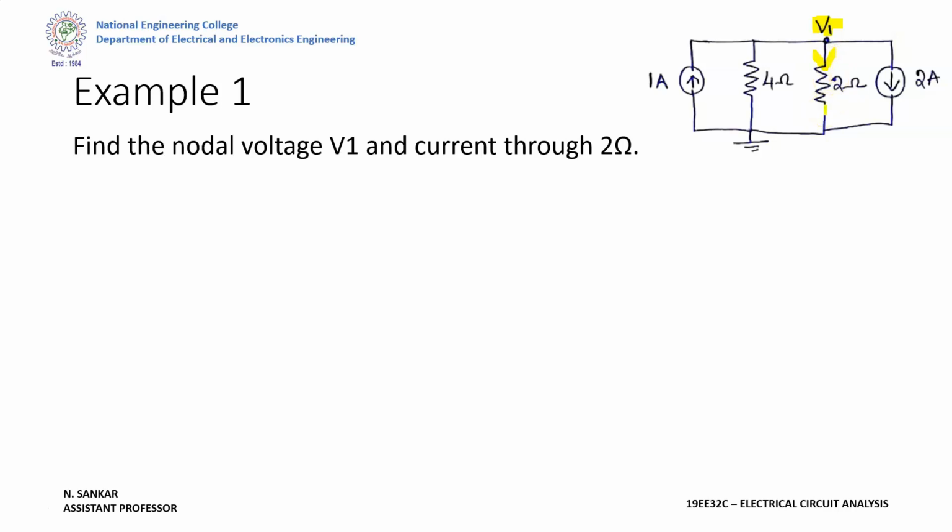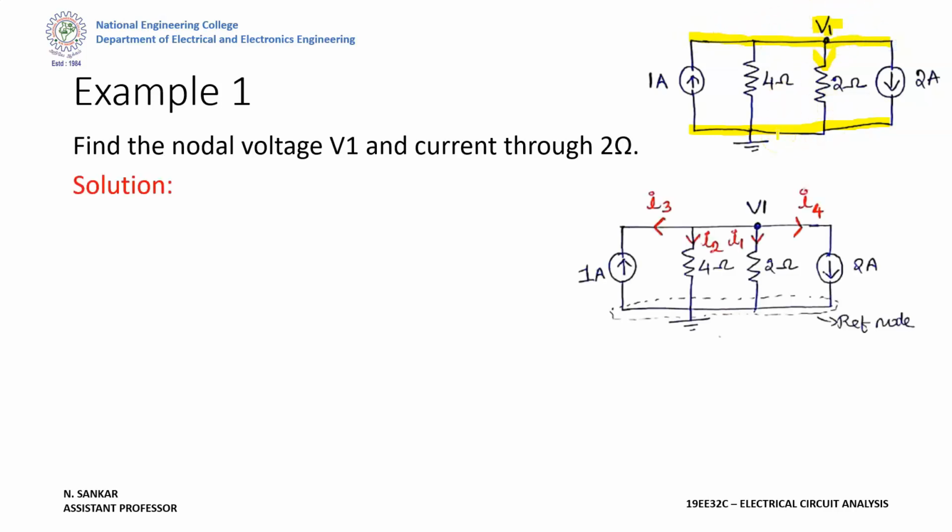Okay, so totally here we have two nodes, right? One is the reference node. This one is our reference node, number 1, and we have only one non-reference node, because all these points are short circuited, right? So that's why we have only one non-reference node and one reference node.